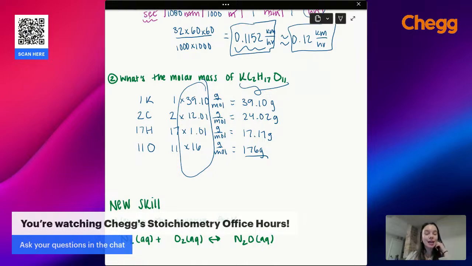Our final step of finding the molar mass of this compound is to just add all of these together. All of those numbers that we just multiplied, we want to add them together. So I'm going to give y'all about 45 seconds. Put that in your calculator. Let me know what you get. See if you can beat me to solving it.